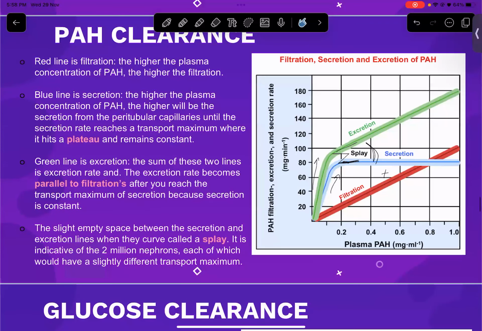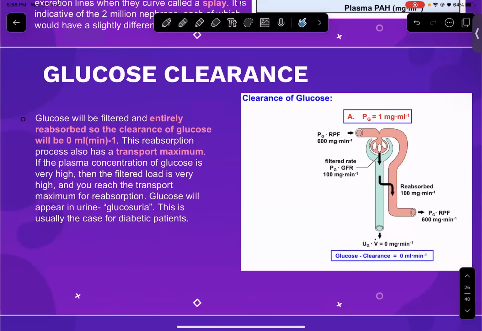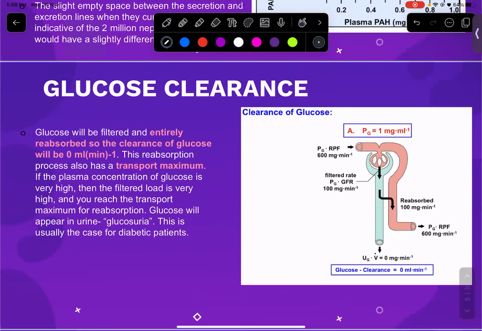Okay. Another clearance that we could have is the glucose clearance. Glucose is actually a substance that normally should not be filtered. It should not even cross the filtration barrier.